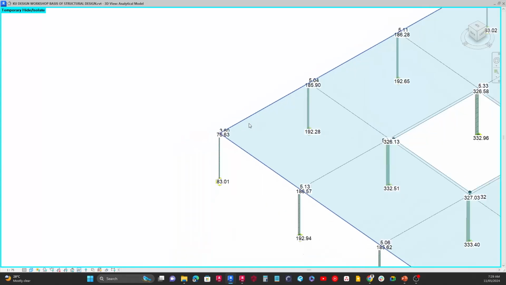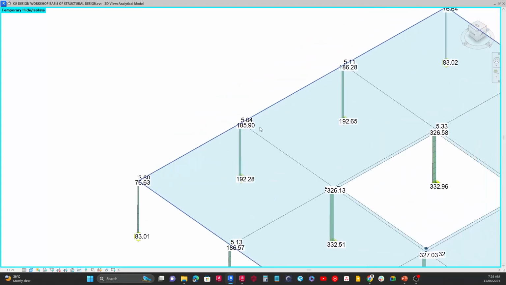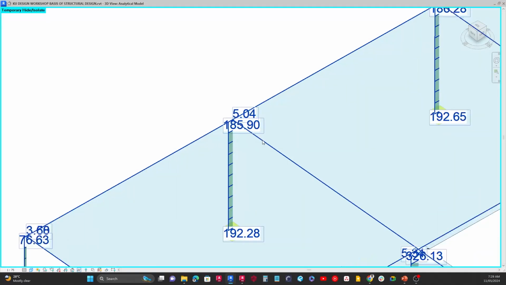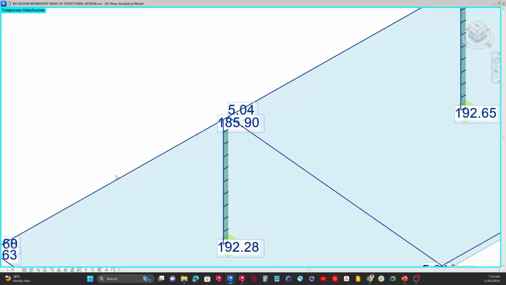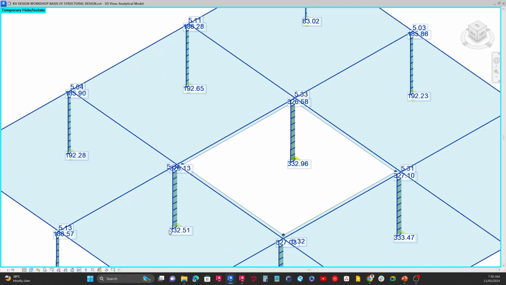You can see here that because this is a very symmetrical building, at the edge here the load is not as much as when we look at the intermediate section. So you can see here this one is 192.28. So the load in this case here is coming from this beam, and this beam as well. So it's calculated to 185.90. Then if you take into consideration the weight of the column, 192.28. You can see the same thing as we look towards the center of the building, we can see that it is always going to be quite higher.